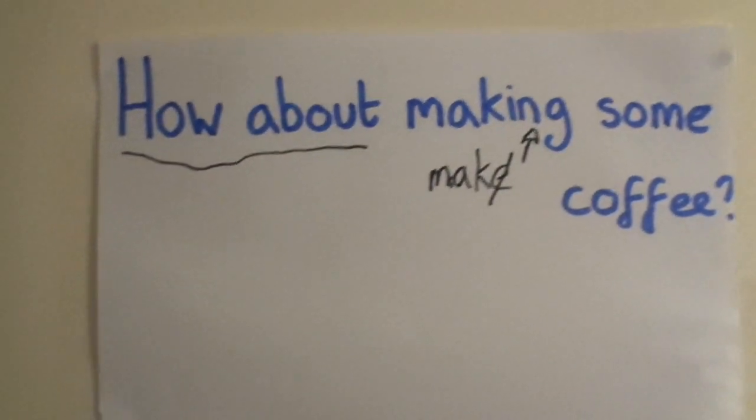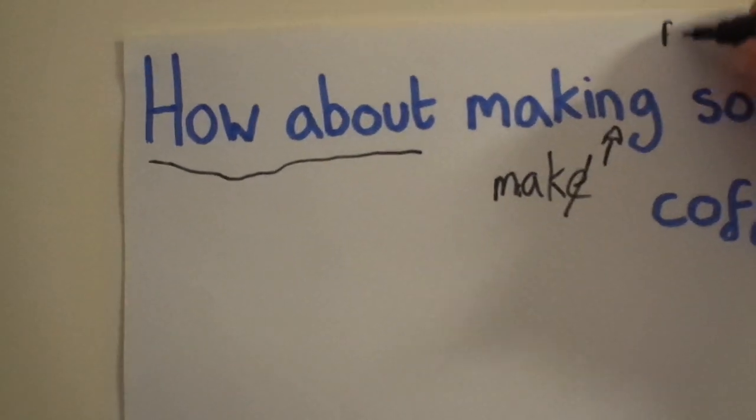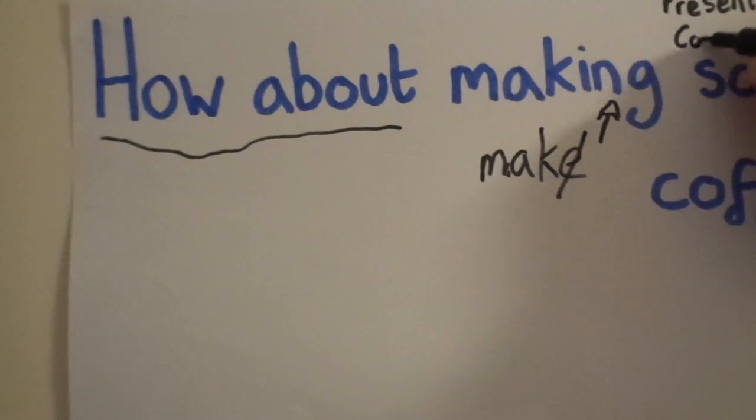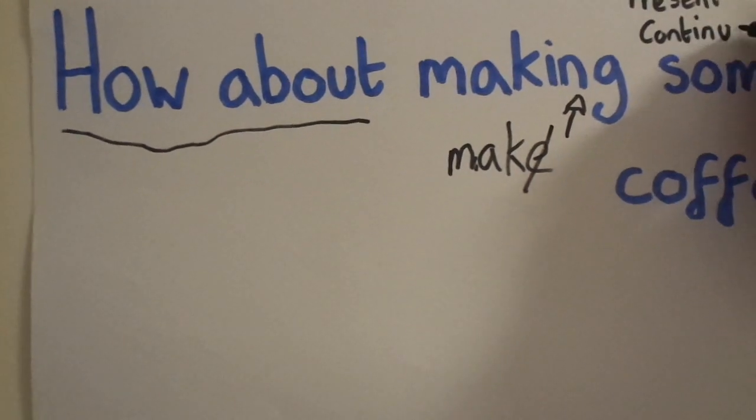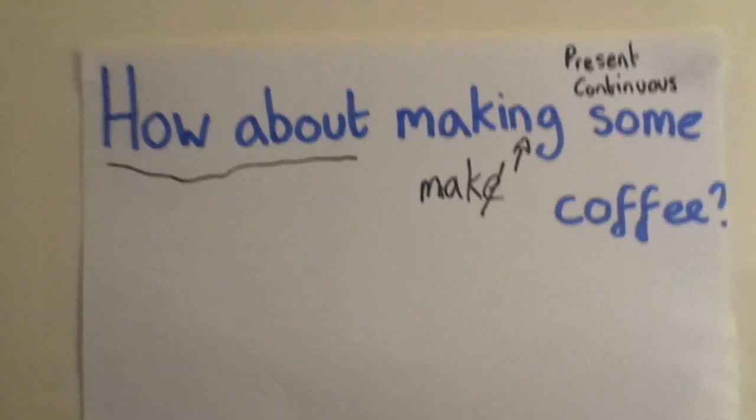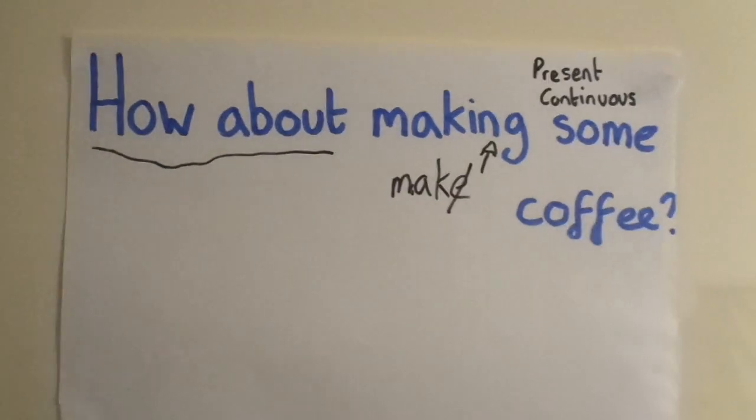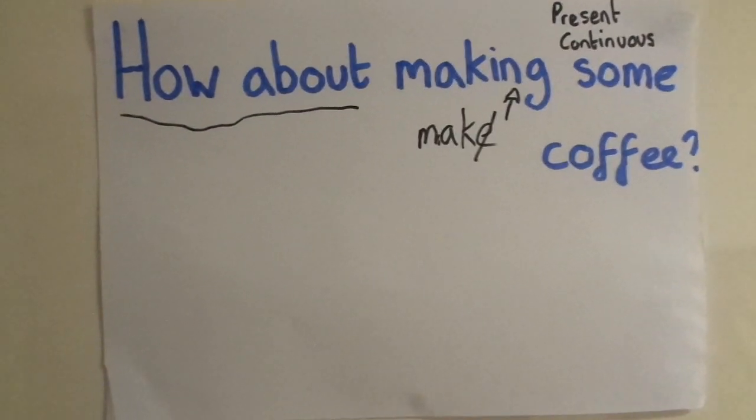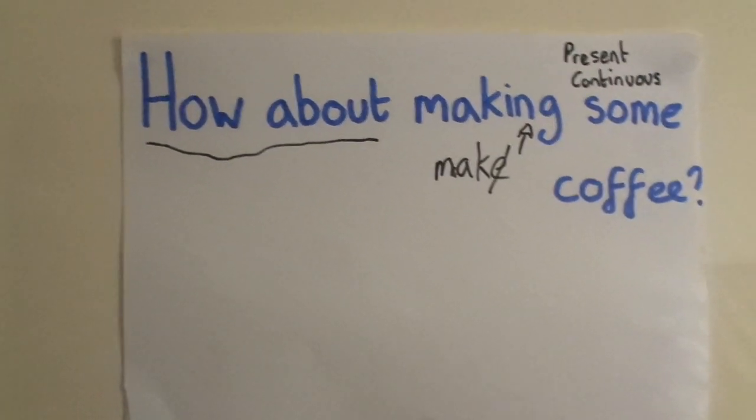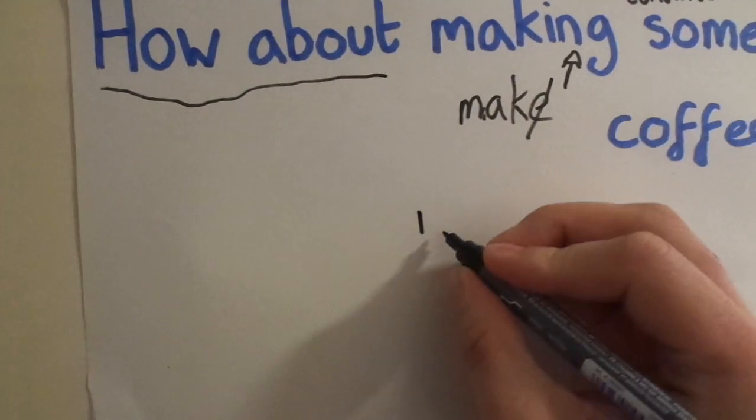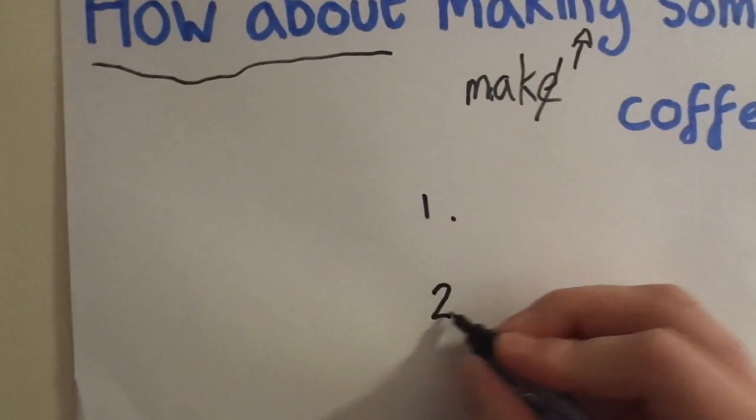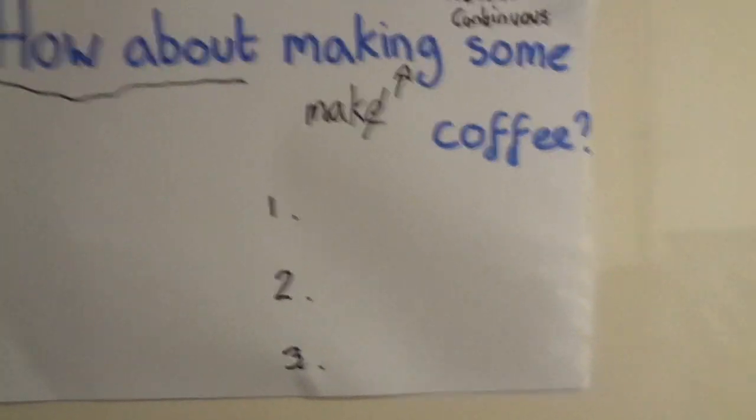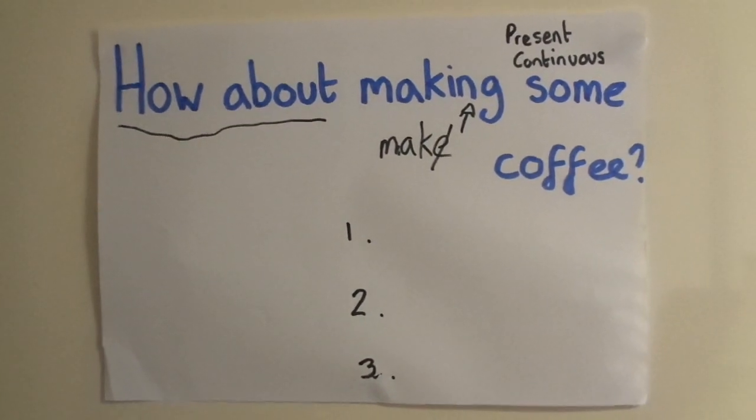So that makes it in which form? The present continuous. Okay, so that's that form. And we can do that with any verb. You can choose a verb. So how about this? You choose 3 actions. 1, 2, 3. And you write those 3 actions.